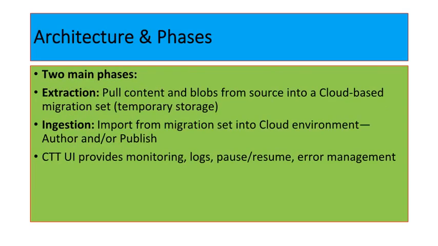The tool operates in two major phases: extraction and ingestion. Extraction copies your content and binary data into a cloud-based staging area, while ingestion pulls that content into the cloud author or publish environment. The tool provides a visual UI to monitor progress, logs, and errors.